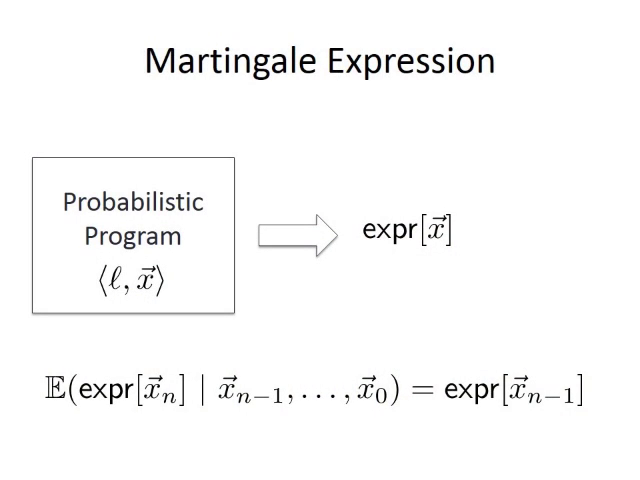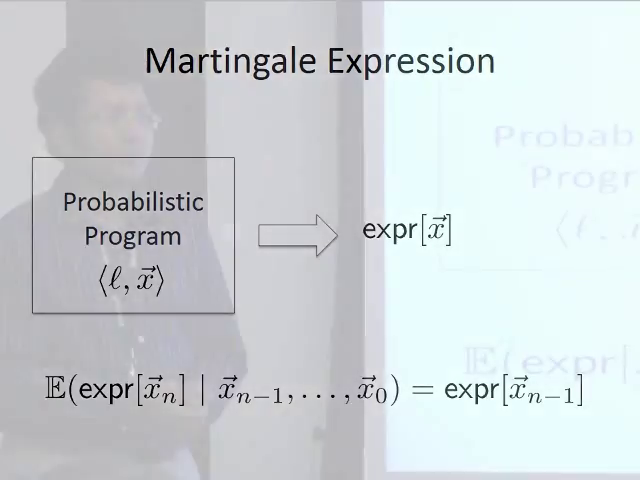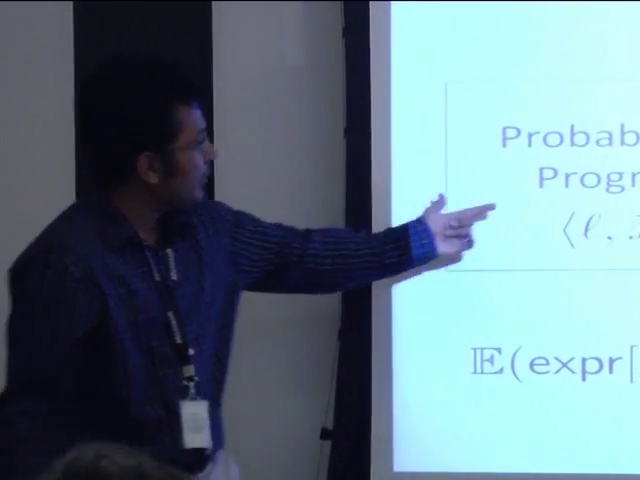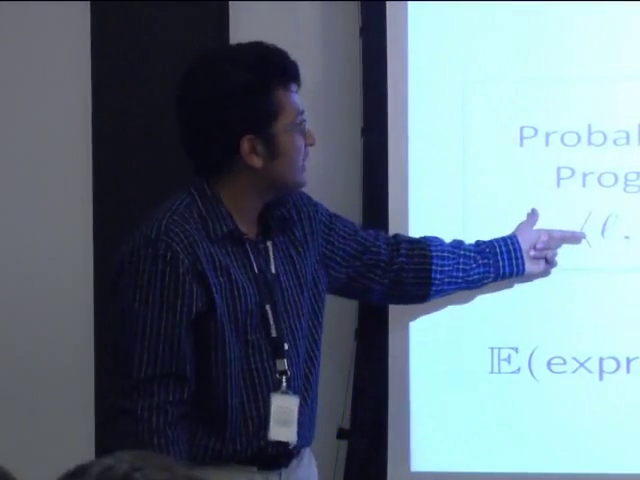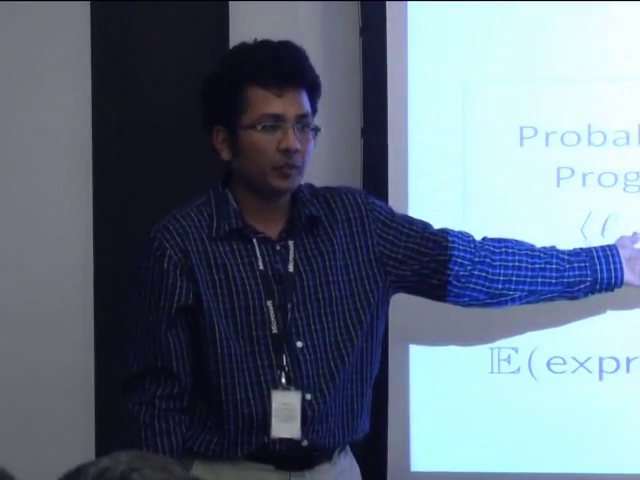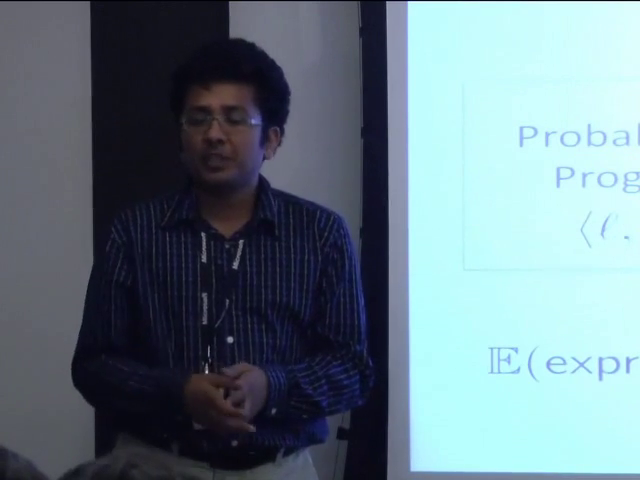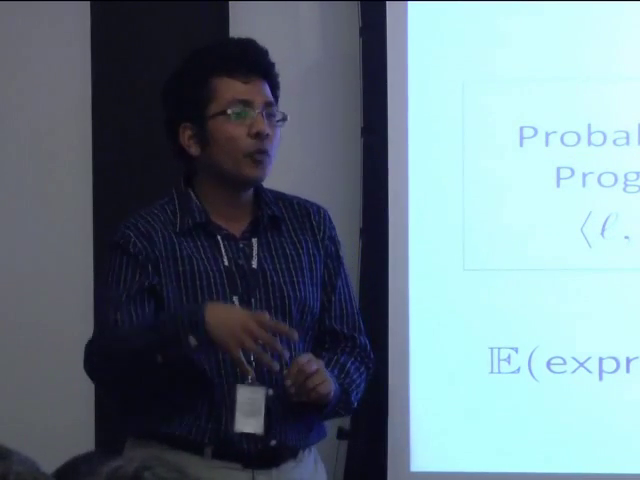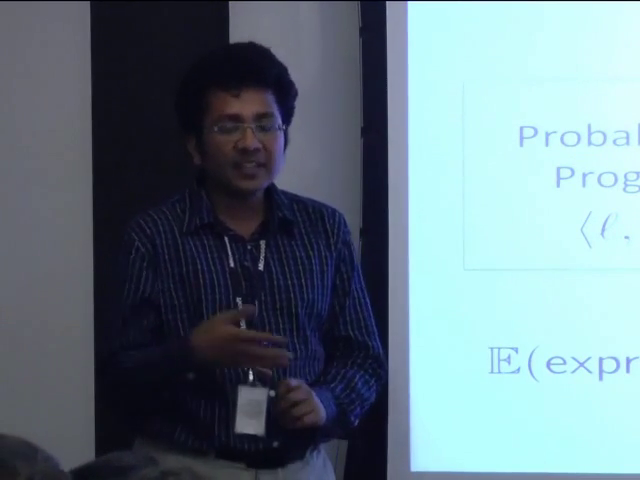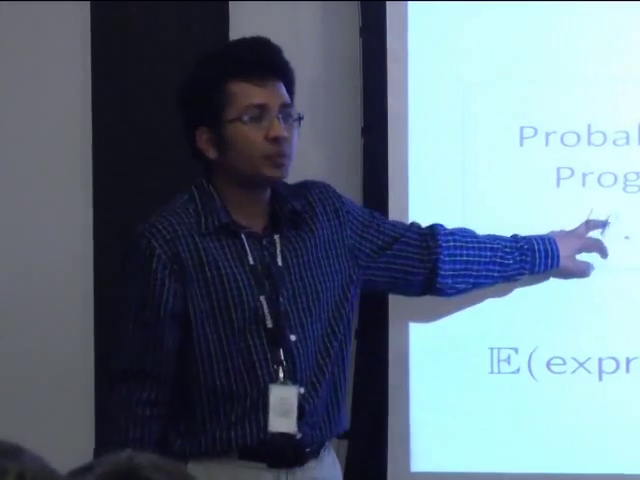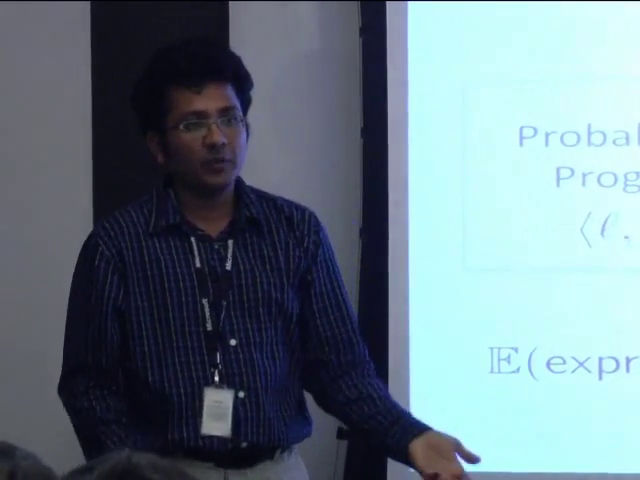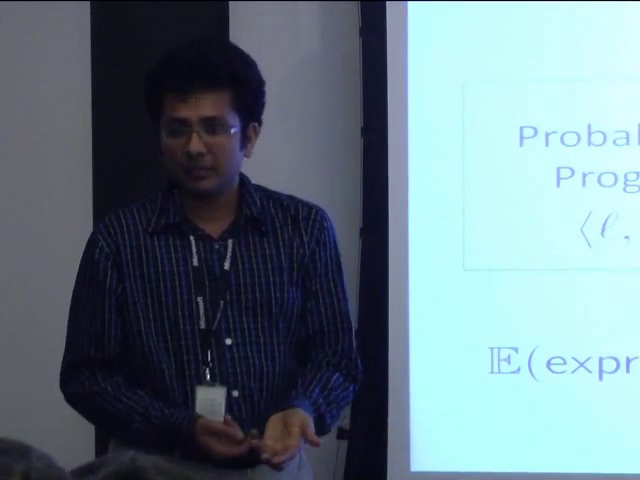Right, so we can now say, okay, what's a martingale expression? So martingale expression, you can say, take a probabilistic program. Its state is the location valuations to the program variables. And a martingale expression could be a simple expression on the program variable. So that would be the flow insensitive version. There's a flow sensitive version, which could be different expressions labeling different locations of the program. And that would be martingale expressions.